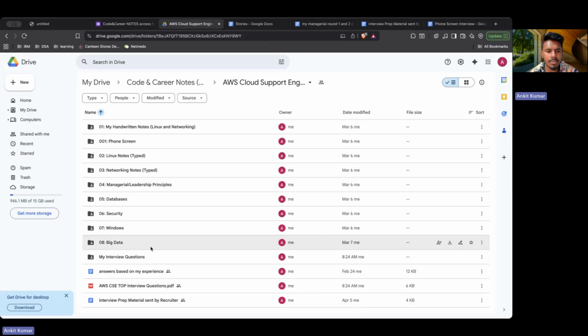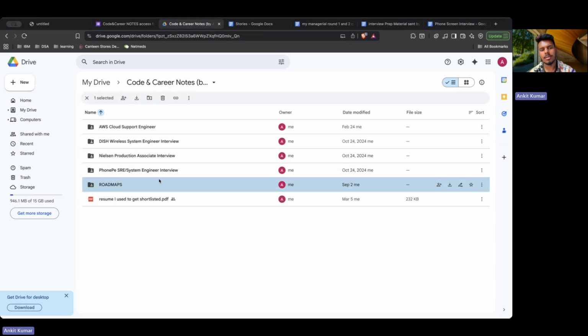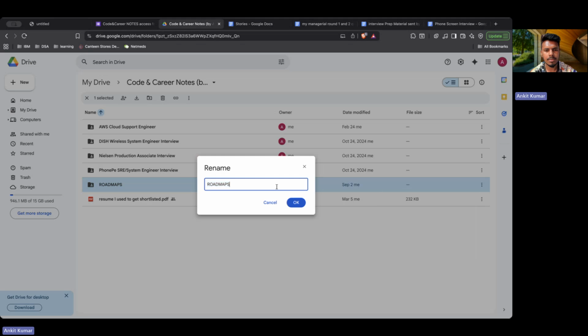And you can follow these roadmaps which are there here to become a cloud engineer. Okay, let's rename this as a roadmap to cloud engineer.